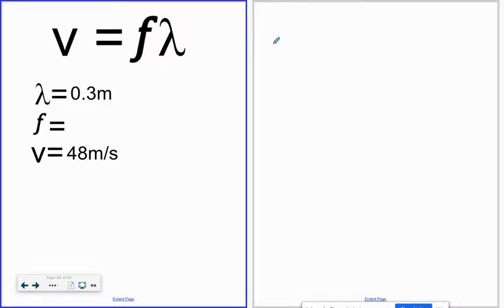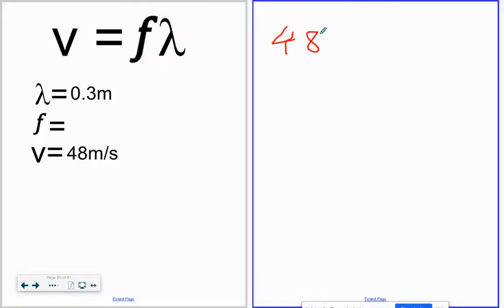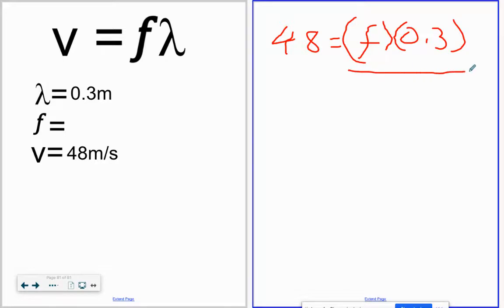So if I write 48, sorry for the scribbling there, equals frequency, the number I don't know, times 0.3. Now I need to divide by 0.3 to cancel out on this side and get frequency by itself. So these would cancel.